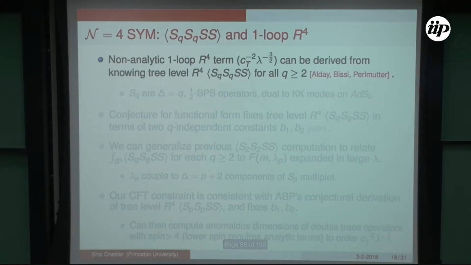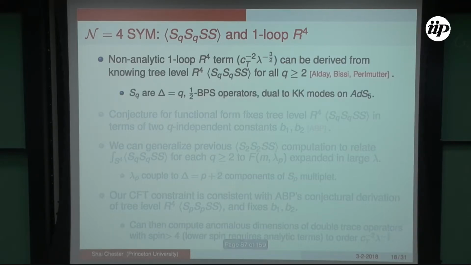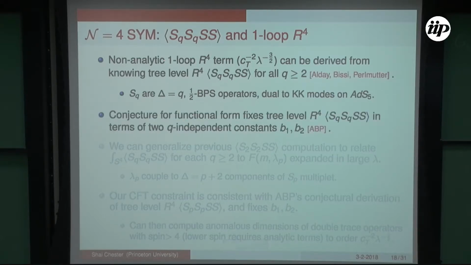Great. So one last thing we're going to say about n equals 4 super Yang-Mills is, using this great paper by Alday, BC, and Perlmutter that came out recently, which showed that the non-analytic one-loop r to the 4 term, as well as the d to the 4 r to the 4 term, can actually be derived by knowing all the tree-level r to the 4 terms of form SQ, SQ, SS. So what this notation means is that SQ has dimension q. It's still half BPS. You can think of these as just the higher KK modes on AdS5. And so if you know all of these, then you can use that to construct the non-analytic terms. So they used that, as well as the relationship to the known string theory answer, as well as a conjecture about the functions that should show up, to have a conjecture for what this SQ, SQ, SS at r to the 4 should look like.